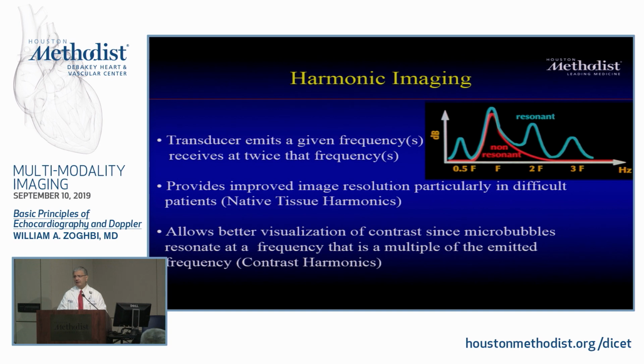We thought initially that this doesn't happen in physiological tissues. Actually, this was being developed for contrast as opposed to native tissue imaging. And why? Because contrast is tiny little bubbles with air or other carbons, fluorocarbons in them, which are very sensitive to the pressure waveforms that the ultrasound gives it, and would emit a multiple of that frequency.